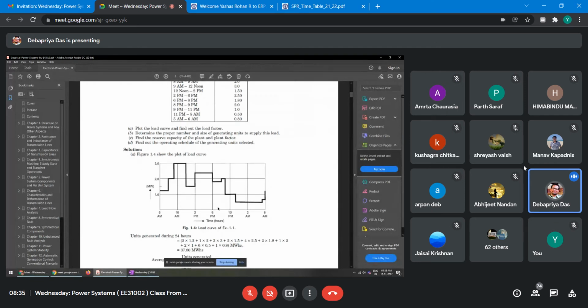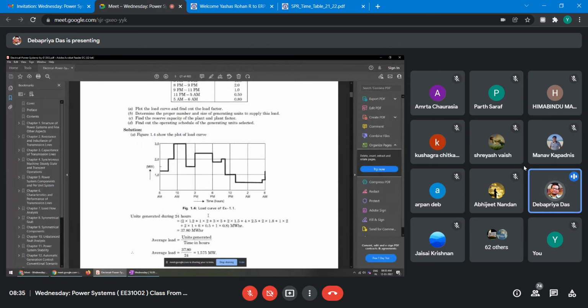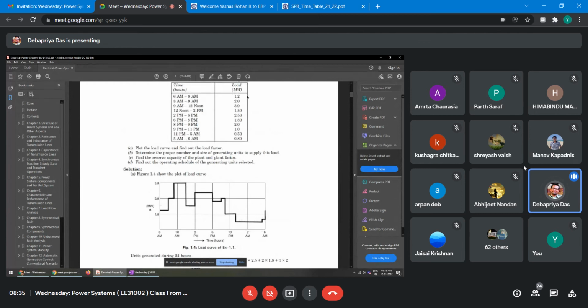And therefore the unit generated during 24 hours is calculated as follows. 6 to 8 a.m., 2 hours, so 1.2 into 2. 8 to 9, 1 hour, 2 into 1. 9 to 12, 3 hours, 3 into 3. Then 12 to 2, 2 hours, 1.5 into 2. 2 to 6, 4 hours, 2.5 into 4. 6 to 8, 2 hours, 1.8 into 2. 8 to 9, 2 into 1. 9 to 11, 2 into 1. 11 p.m. to 5 a.m. it will be 6 hours, so 6 into 0.5, and then 5 to 6, 1 into 0.8.